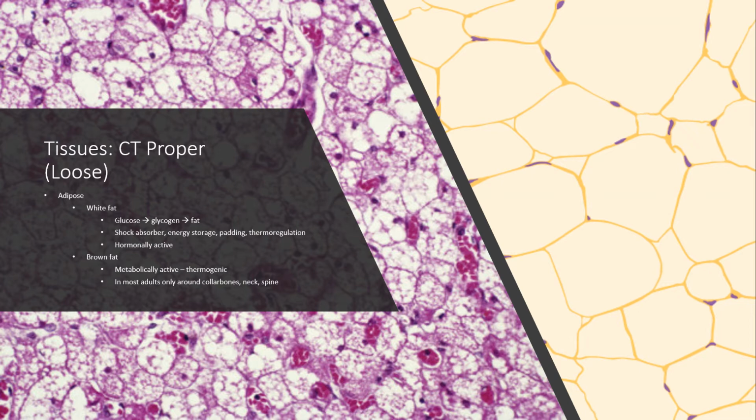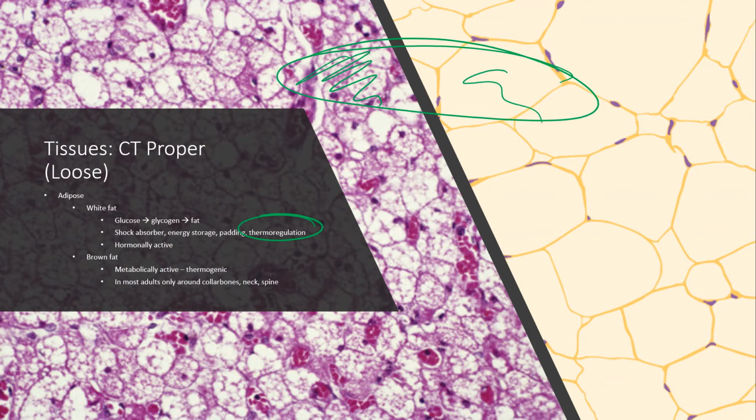White adipose tissue does have this thermoregulatory function. It helps you keep in your heat, but it doesn't make any of its own heat. And you can see a pretty stark difference between these two tissues, right? This one has a lot of stuff going on, and this one really doesn't.